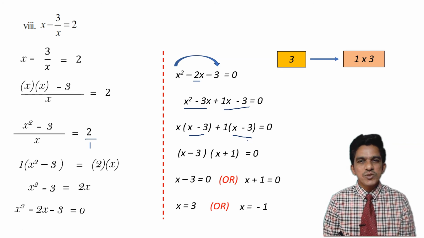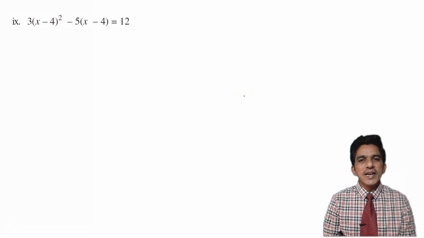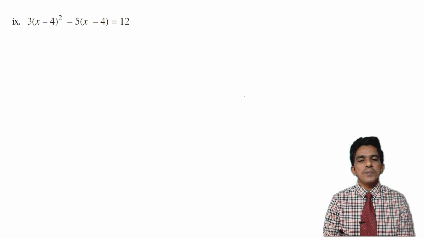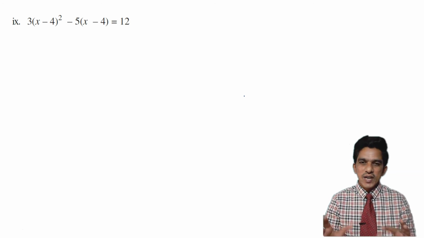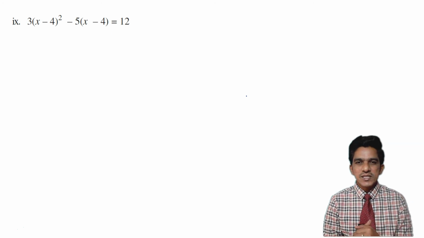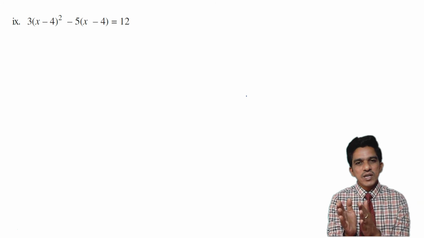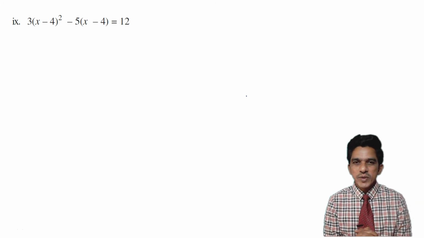Let us move to the last problem. Question number 9. 3 of x minus 4 whole square minus 5 of x minus 4 is equal to 12. Actually, this is a quadratic equation. First, we have to convert this into quadratic form. Actually, we can solve this in two ways. We can expand x minus 4 using a minus b whole square, multiply it by 3, multiply x minus 4 by minus 5, and transpose the 12 on the right side to the left.